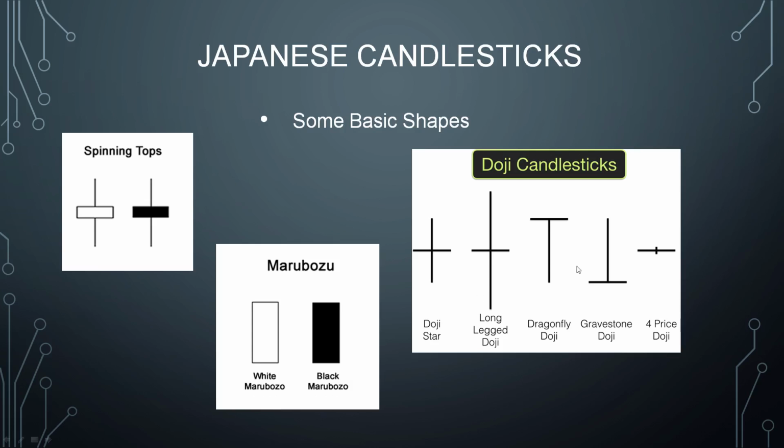Then you have the doji candlesticks. They have the same open and close price, or at least their bodies are extremely small. A doji should have a very small body that appears as a thin line. Doji candles suggest indecision or a real struggle between buyers and sellers.